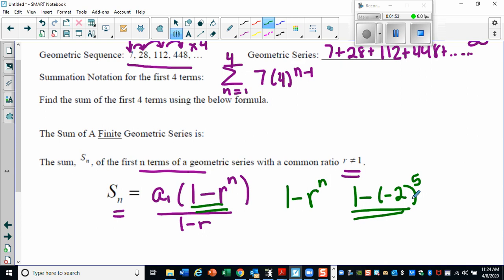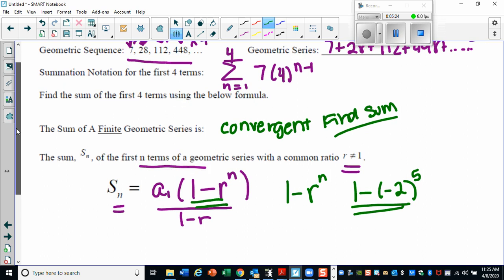Now, this is a finite geometric series. So since this is a finite geometric series, this is going to be a convergent series. So remember, convergent means I can find the sum. It converges into one number. All right, so if I can find the sum, it is convergent because I can actually get that answer. And finite means I'm ending at some specific point here. I'm not going on forever and ever. So in this case, this is a convergent series.